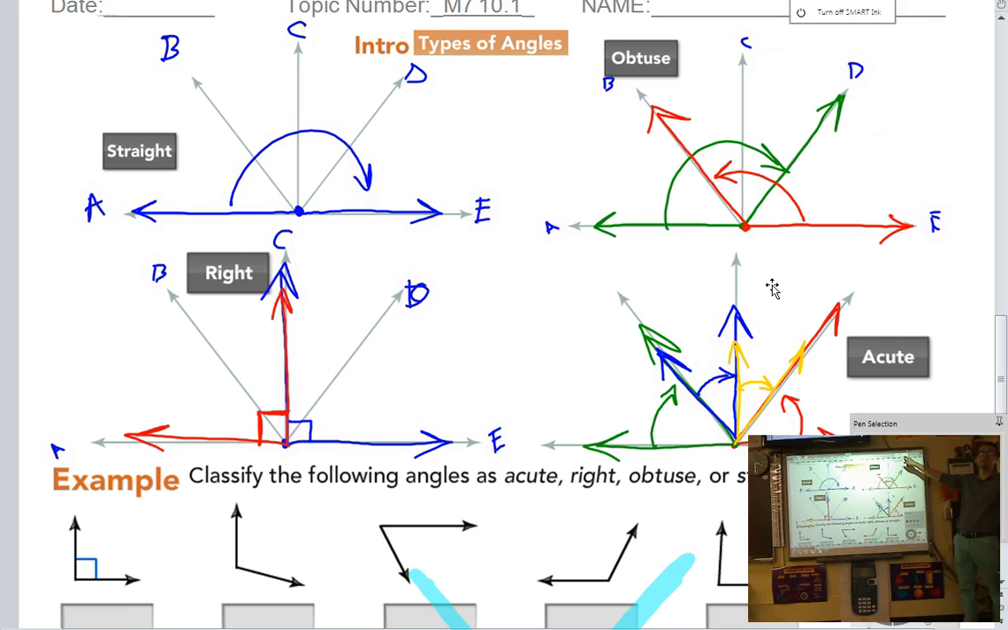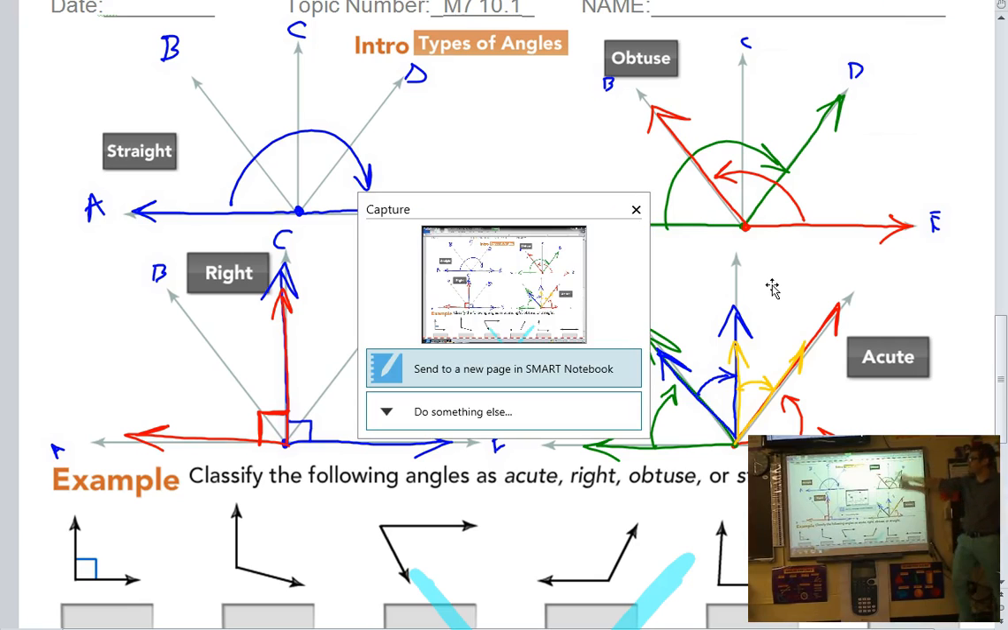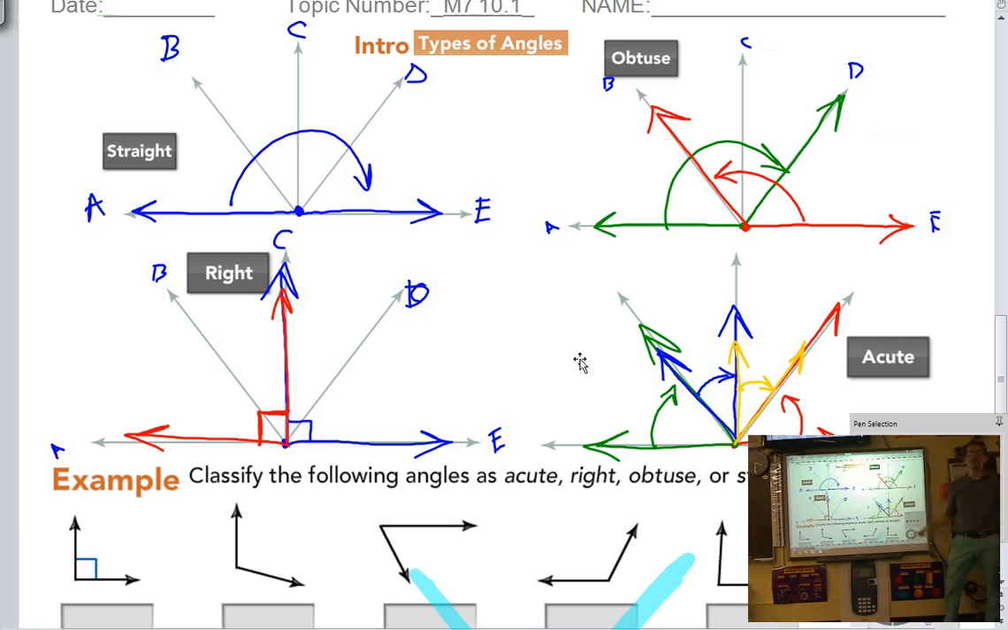I'm going to give you 90 seconds to identify the types of angles right here. You may abbreviate by just using the first letter if you'd like. R for right, A for acute, O for obtuse. They all have different letters.